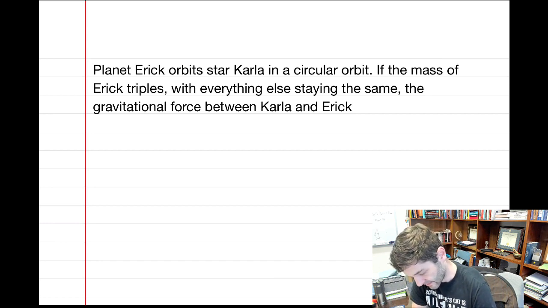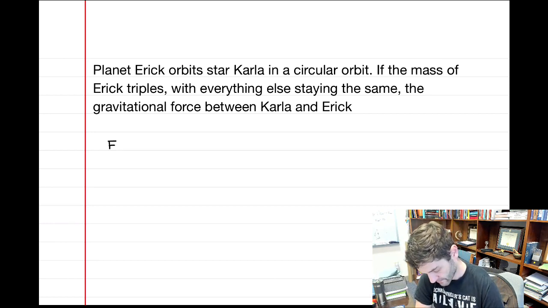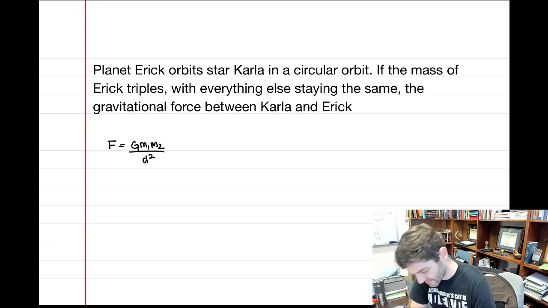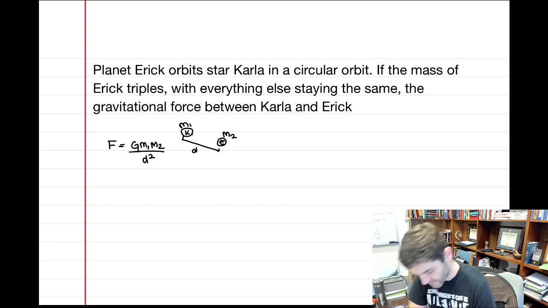So I would say, again, identify the relevant equation. I want to figure out the gravitational force and by what factor it changes. And so I know then that the formula is G M1 M2 over D squared for the two masses. In this case, it seems like it's going to be Carla, and it's going to be Eric. They're separated by some distance D. So maybe we'll call Carla M1 and Eric M2.